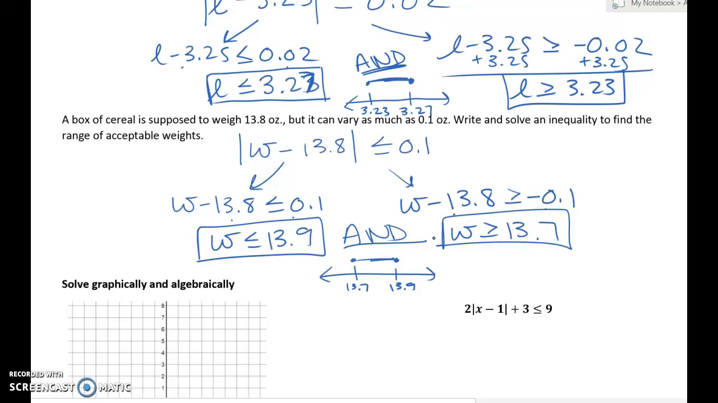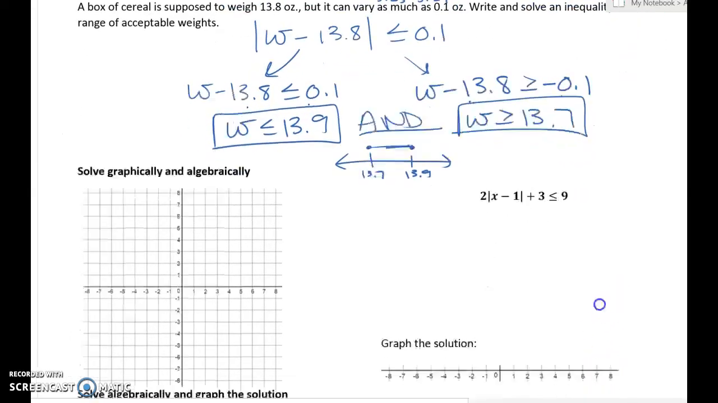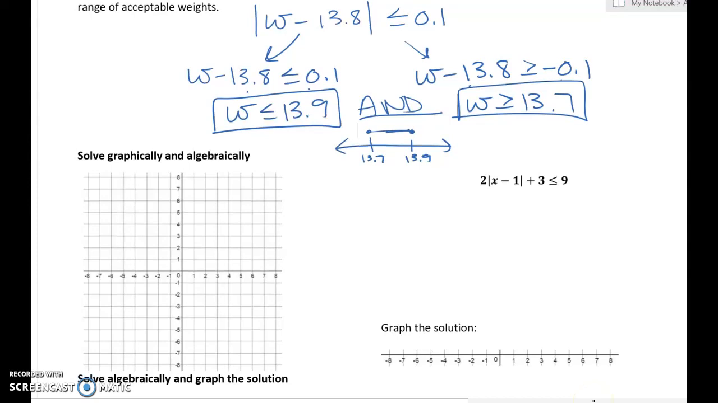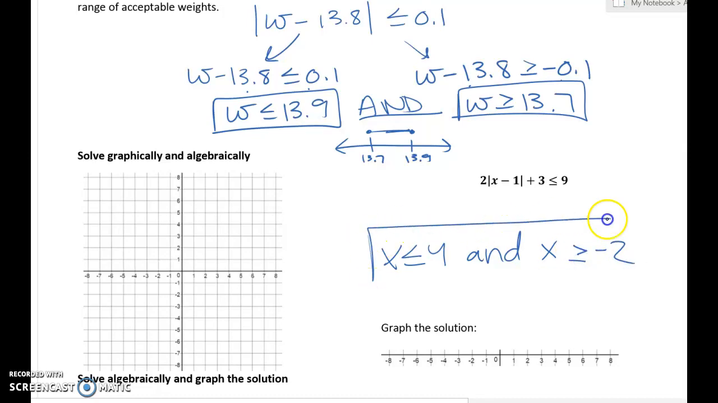So the ones down here, solving graphically and algebraically, these are ones I think you should do on your own. What you should end up with as a solution is x is less than or equal to 4, and x is greater than or equal to negative 2. And check the notes online if you're not sure how we got that.